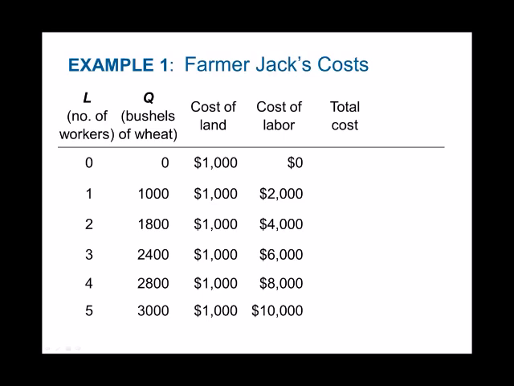So total cost is therefore the sum of cost of land and cost of labor. So we just add those two and we say, all right, if he's producing nothing, if he hires no workers, then Farmer Jack still has a total cost of $1,000. If he hires 5 workers, then he still has to pay $1,000 for land, but his cost of labor is now $10,000, so his total cost is $11,000.